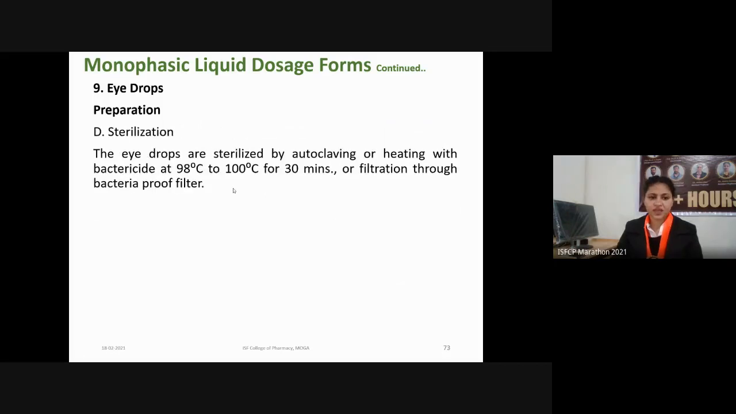And the last and the most important step in the preparation of eye drops is sterilization. The eye drops are sterilized by autoclaving, or by heating with a bactericide at 98 to 100 degrees Celsius for 30 minutes, or by filtration through bacteria-proof filters. So, in today's lecture, we have discussed the different types of monophasic liquid dosage forms, and we have also discussed the classification of the monophasic liquid dosage forms.